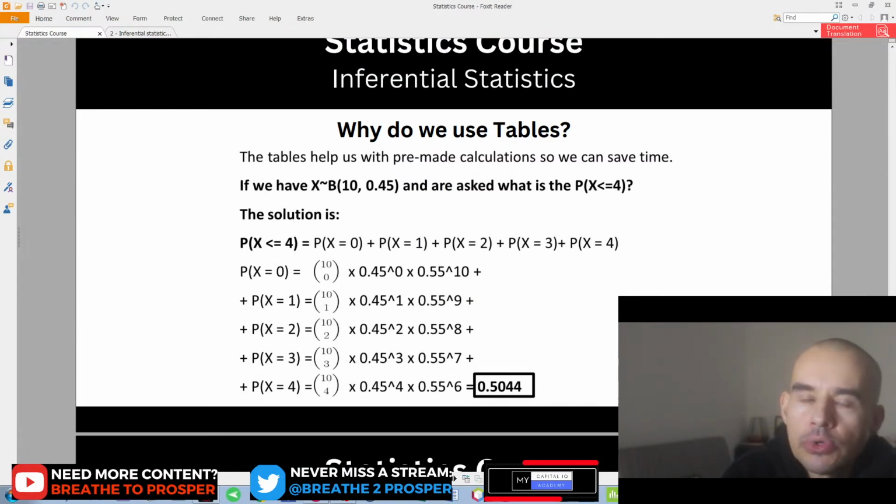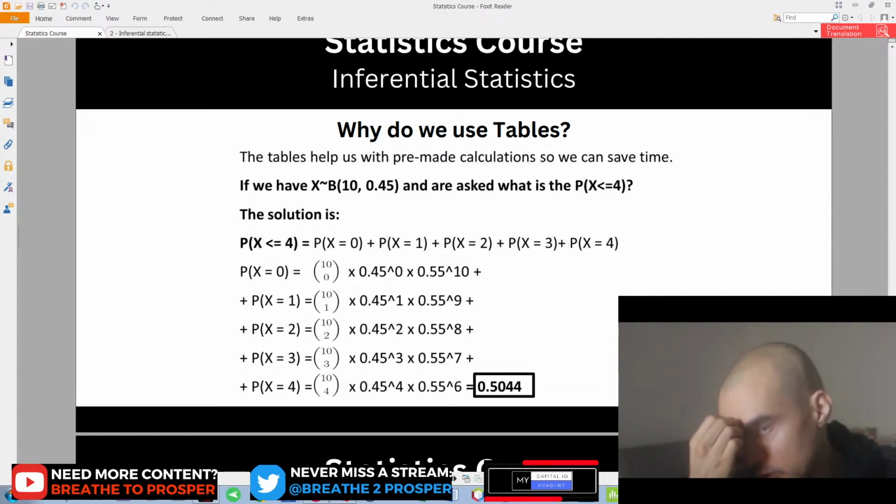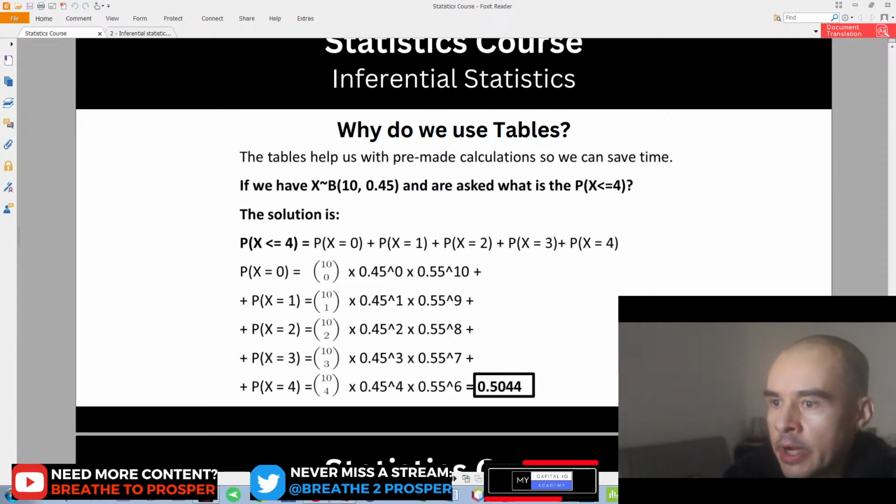Now I'm going to show you, in statistics, for the most part, you'll be using tables, especially when you are in academia. So why do we use tables anyway? Let's say we have a binomial distribution, and we have as parameters 10 and 0.45. And we are asked what's the probability of x being less than or equal to 4.